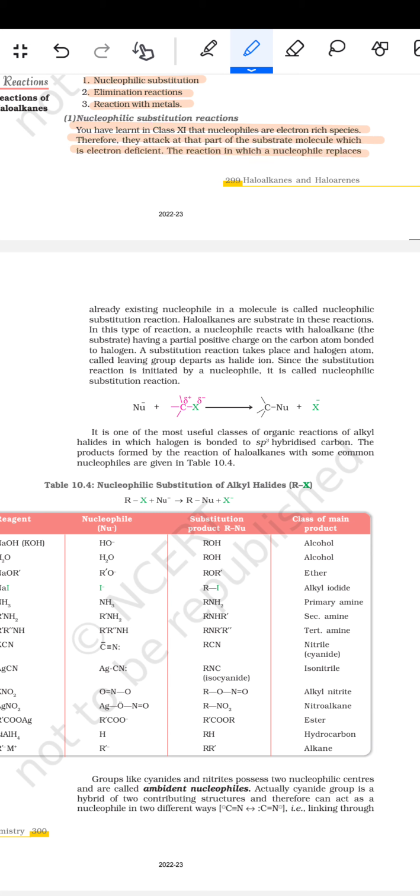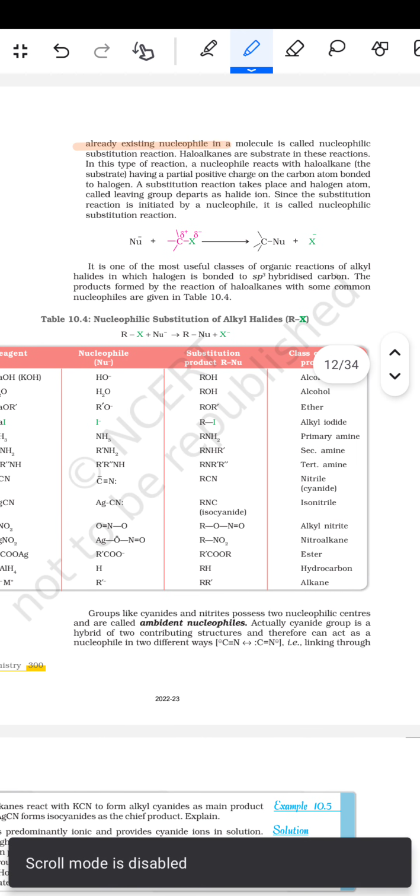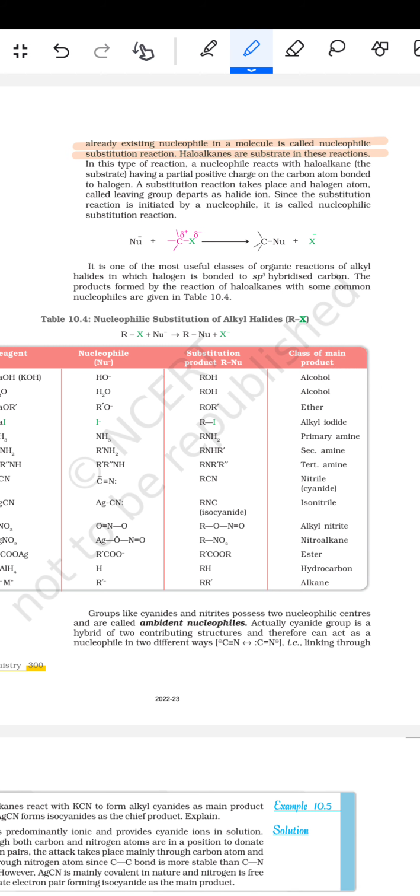The reaction in which a nucleophile replaces an already existing nucleophile in a molecule is called a nucleophilic substitution reaction. Haloalkanes are substrates in this type of reaction. A nucleophile reacts with the haloalkane, the substrate having a partial positive charge on the carbon atom bonded to the halogen. A substitution reaction takes place and the halogen atom, called the leaving group, departs as a halide ion. Since the substitution reaction is initiated by a nucleophile, it is called a nucleophilic substitution reaction.